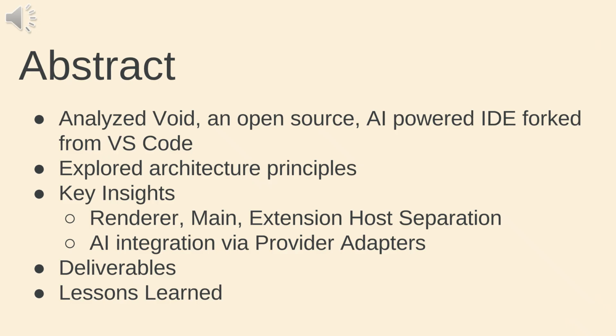Our report begins with an abstract which looks at Void, an open source AI-powered IDE based on Visual Studio Code, which we use to develop our project website. Void extends VS Code's modular design by integrating privacy-focused AI through secure adapters that connect to local or external language models. Using the same layered principles, we created a simple, structured website that has clear separation between interface, logic, and content, which mirrors Void's renderer, main, and extension host layers.